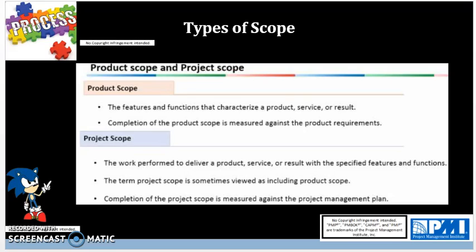So the product scope is very crucial. Otherwise, you don't want to build something that the customer does not want. So the product scope is really critical, and that drives the project scope.